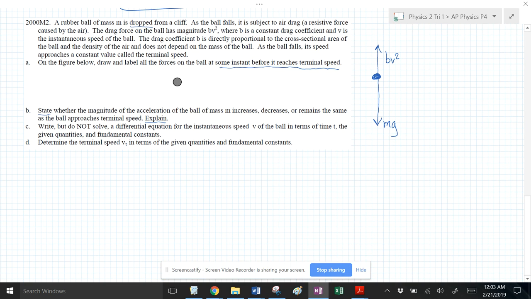So those forces aren't balanced. At terminal speed, you're no longer accelerating because the drag force is balancing out the gravitational force. You have no net force, so you have no acceleration. All right.